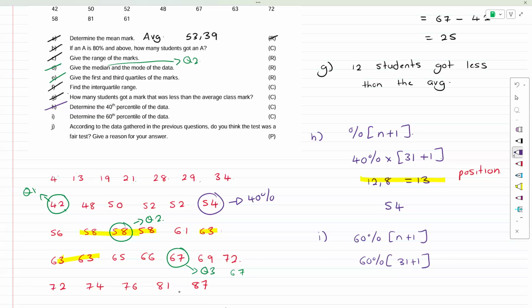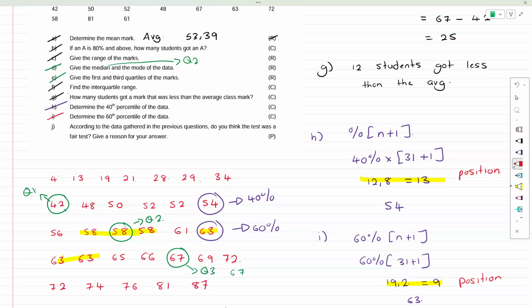60% times 32 is 19.2. For 19.2, please round off properly. This equals 19. And let's count: 13, 14, 15, 16, 17, 18, 19. And this was 60%, which is 63. And remember, this is position. That's not the answer. This is where you count. When I say position, it's time to start counting.